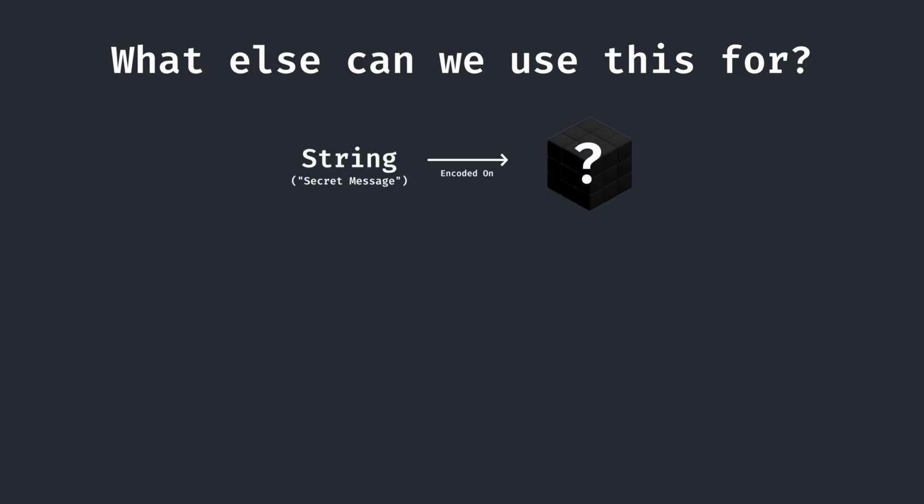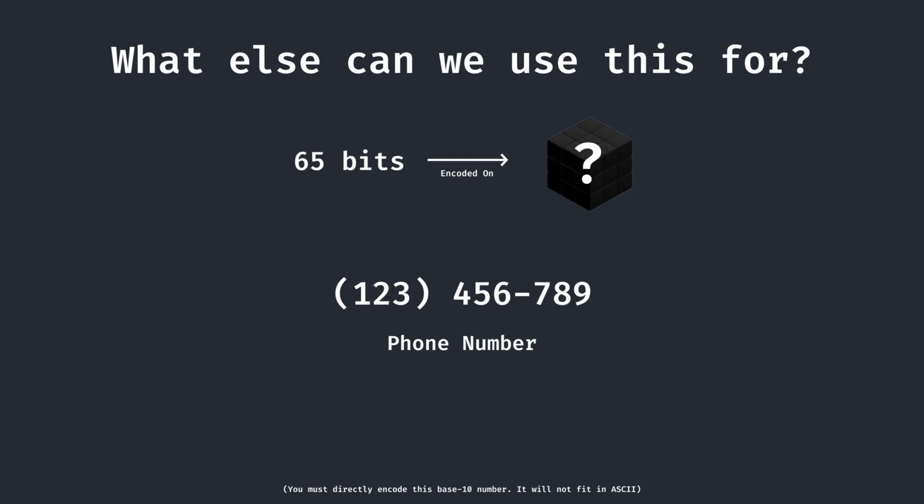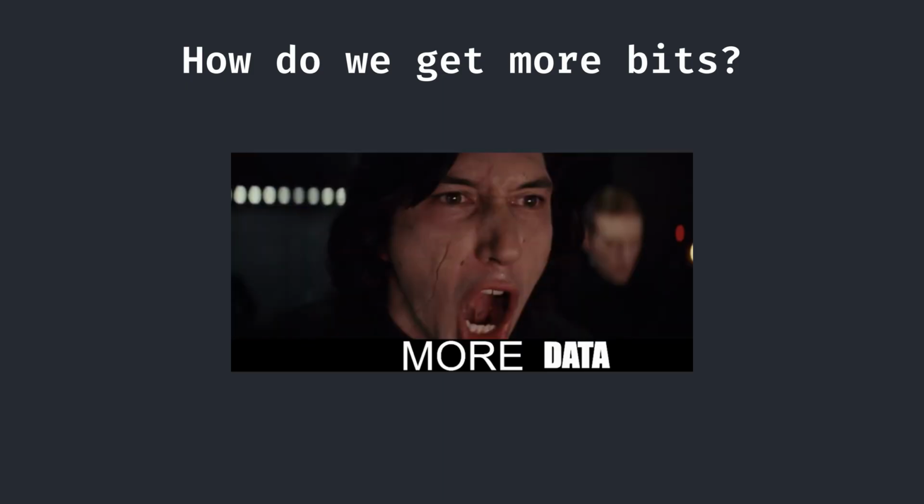I gave an example with encoding a string at the start, but nobody said we have to use a string. We simply have 65 bits to work with in our 43 quintillion cases. We could store anything we want. While 65 bits is not a lot, it is enough to store a tiny 8x8 image that only has on or off states, or even a phone number. Imagine handing someone a business card that's just a tiny Rubik's Cube with instructions on decoding the phone number. That'll be pretty neat. But still, that's not enough bits for most people.